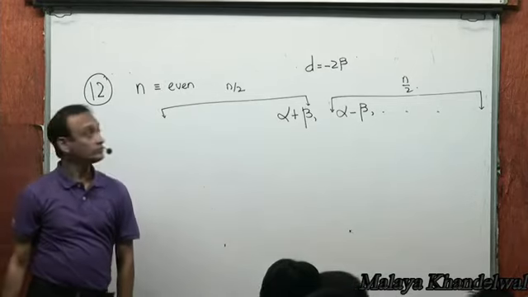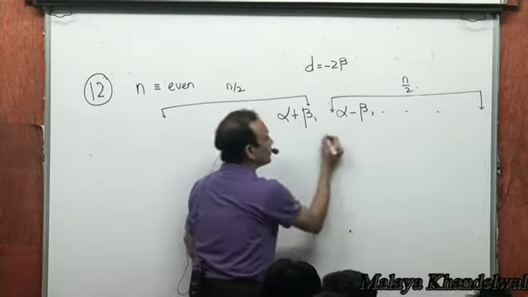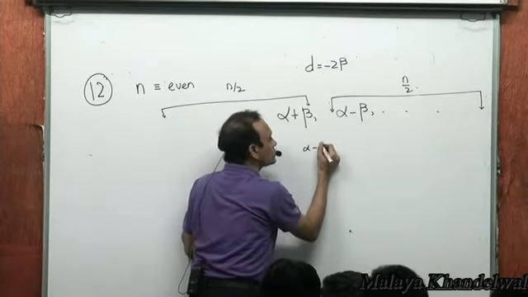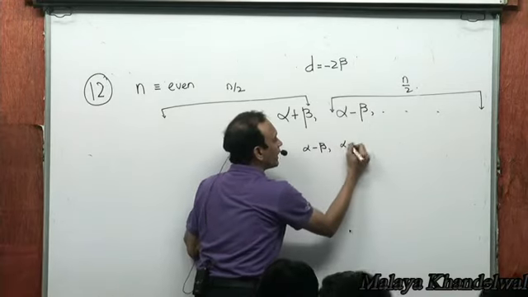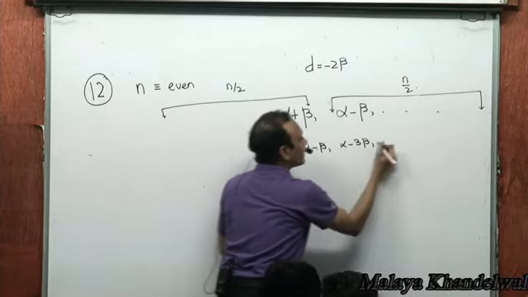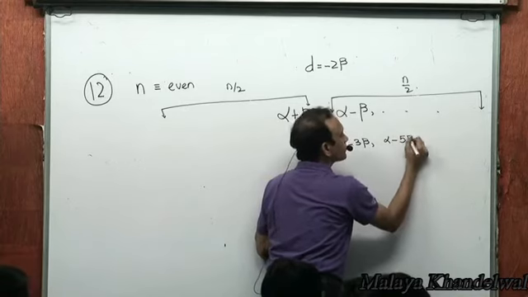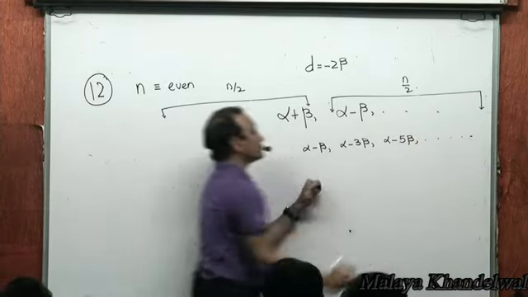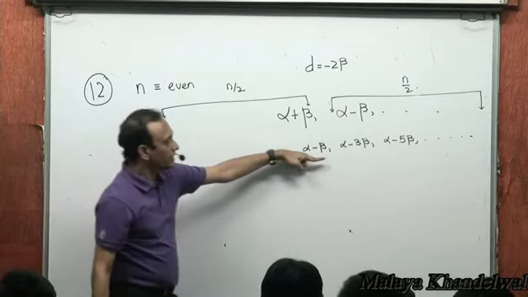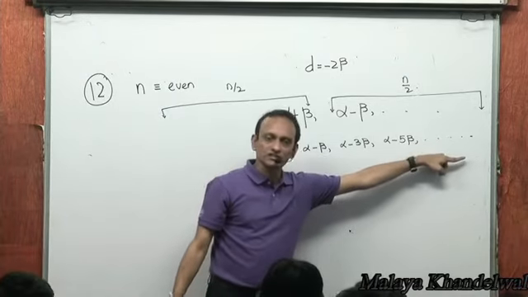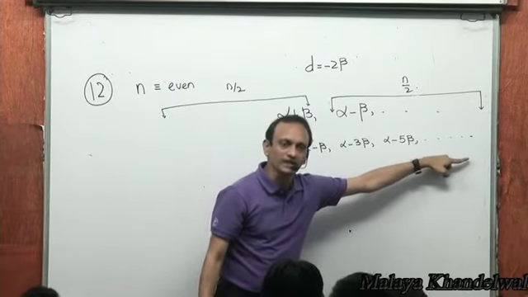Yes or no? Now look at the last n by 2 terms: alpha minus beta, alpha minus 3 beta, alpha minus 5 beta, and so on and so forth. These are the last n by 2 terms, decreasing by 2 beta from one term to the next. Common difference is minus 2 beta, yes or no?